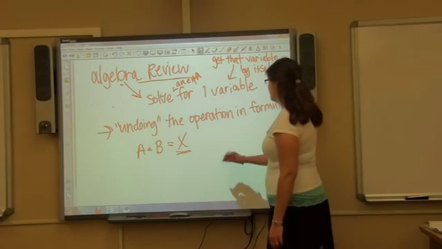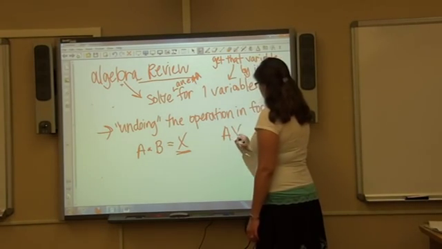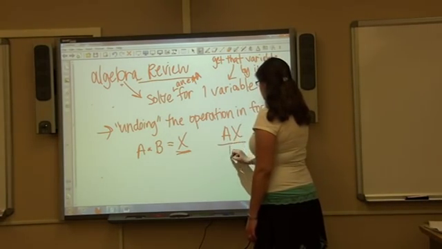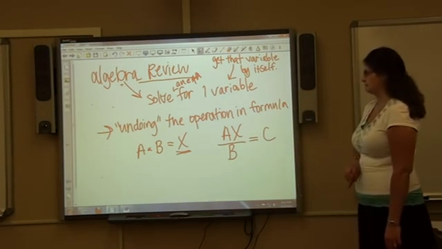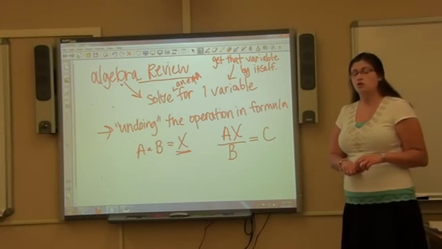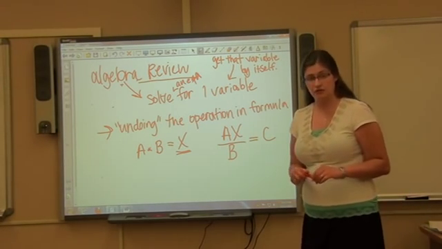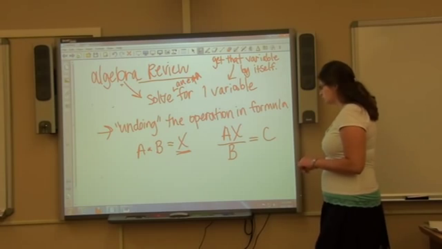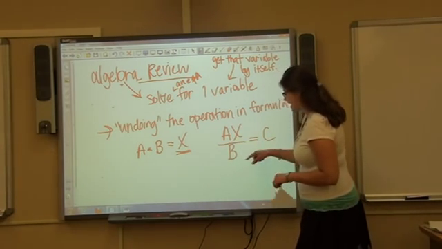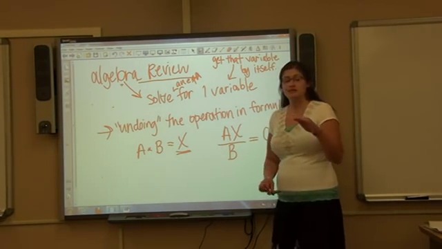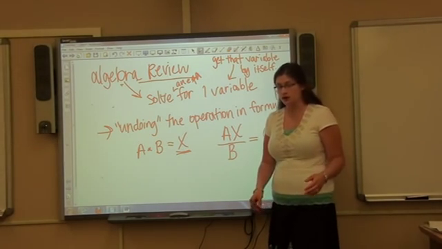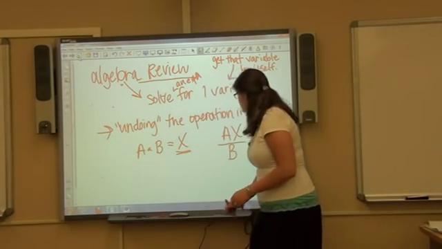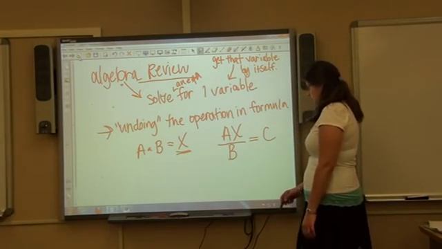Okay, well, what if I have something like this? A times X divided by B equals C. This is a tricky one. We need to get X by itself. So in order to do that, we're going to have to get rid of A and B. Now, I'm going to take you through this one step at a time. If you're okay on algebra, you can skip ahead. But I would suggest that most of you watch this to make sure you're doing okay.